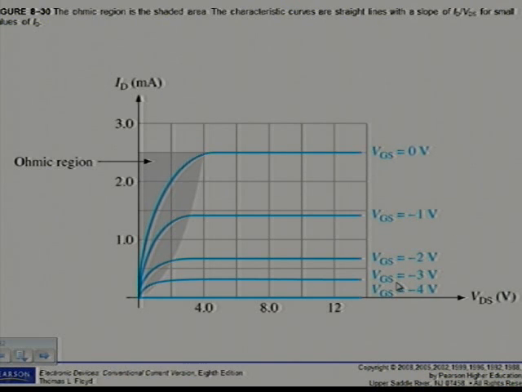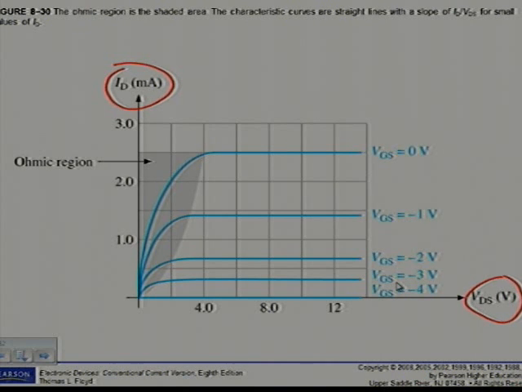Alright, if we look at figure 8.30, you can see the Ohmic region is in the shaded area. The characteristic curves are straight lines with a slope of ID divided by VDS for small values of ID. You can see here my axis, I've got ID and I've got VDS. So for these values I can calculate values of ID. But let's see how it works.